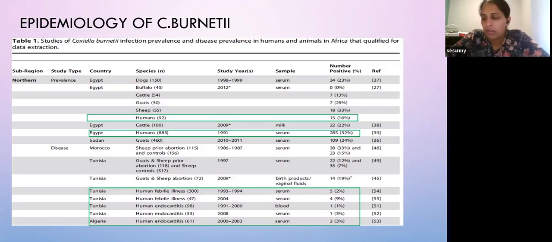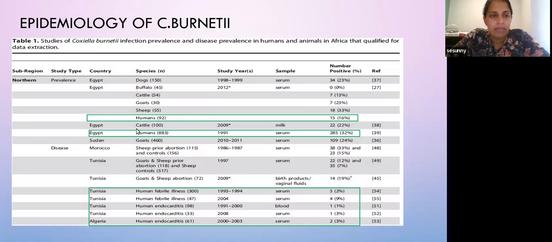This is taken from the One Health systematic review, which looked at the prevalence of Coxiella in both mammals as well as humans in Africa. Just to highlight, the first documented case of Coxiella in Africa was actually in 1947. So I've highlighted here the number of positive cases in humans that were confirmed on serology in the various regions in Africa.